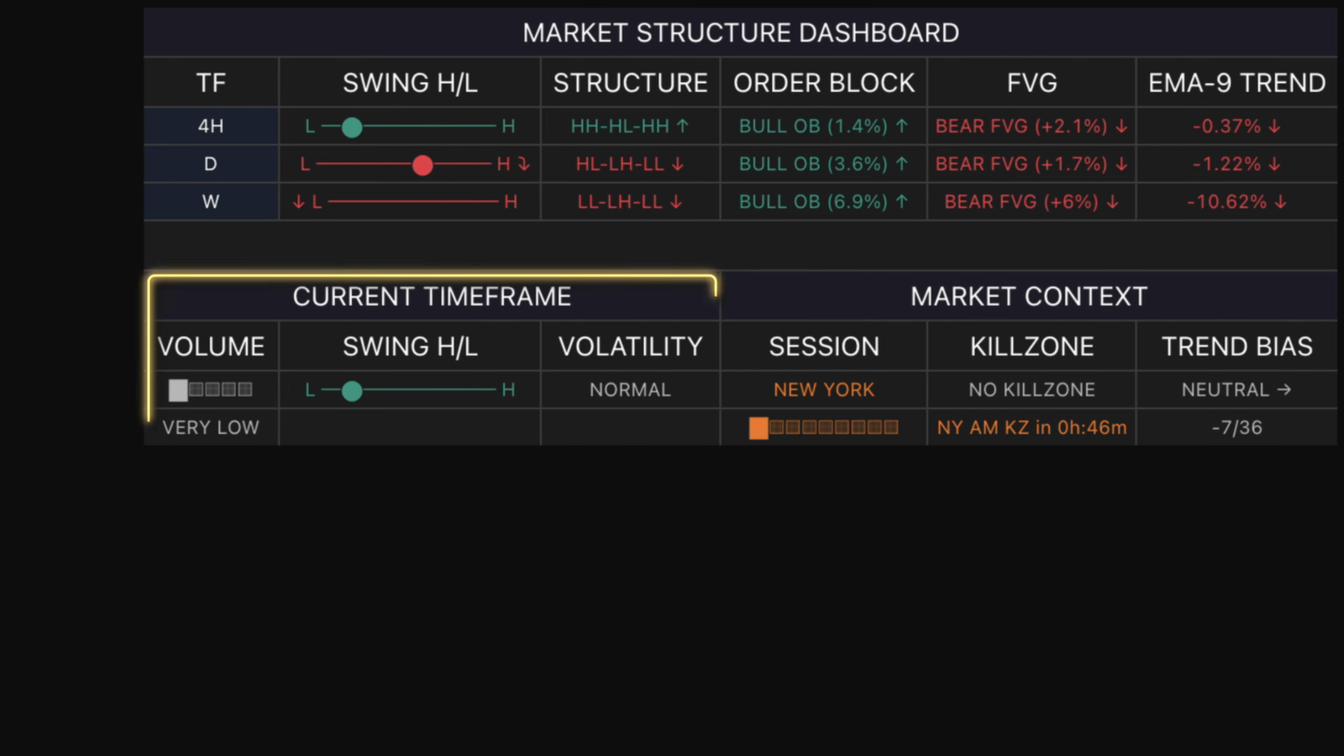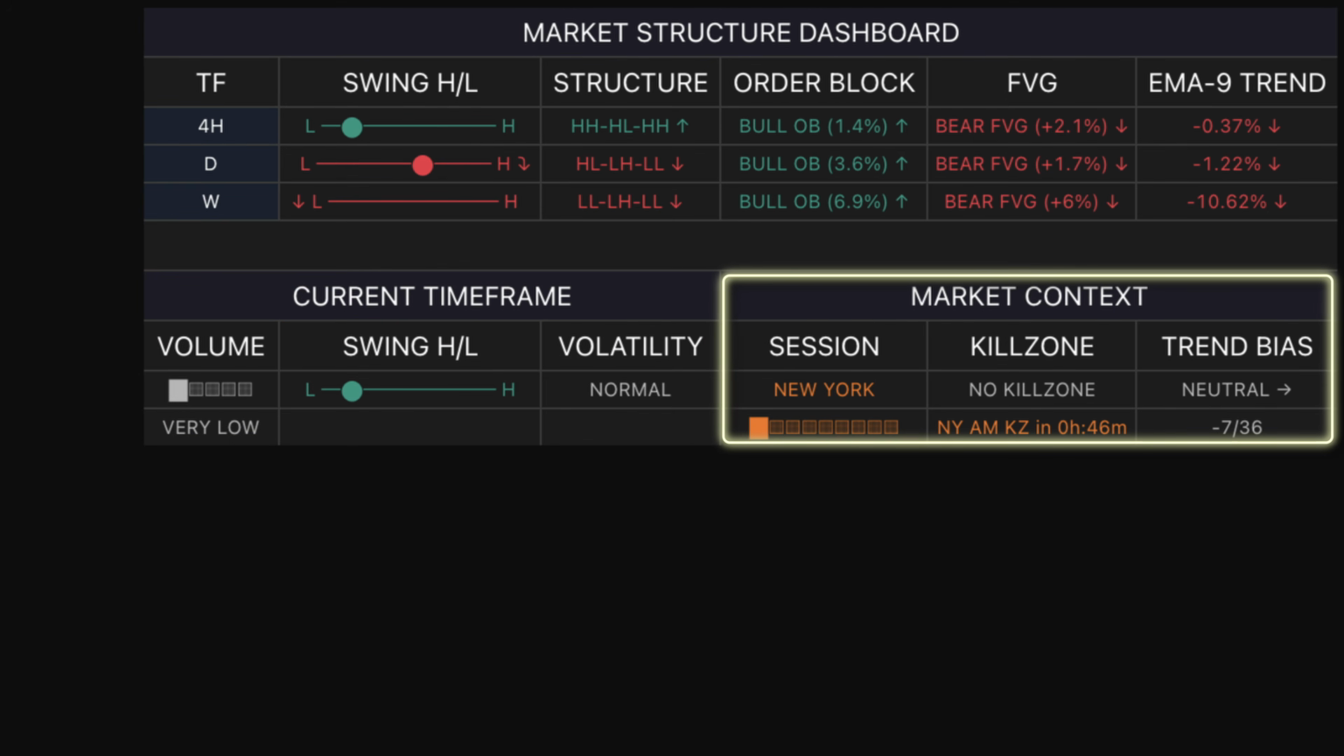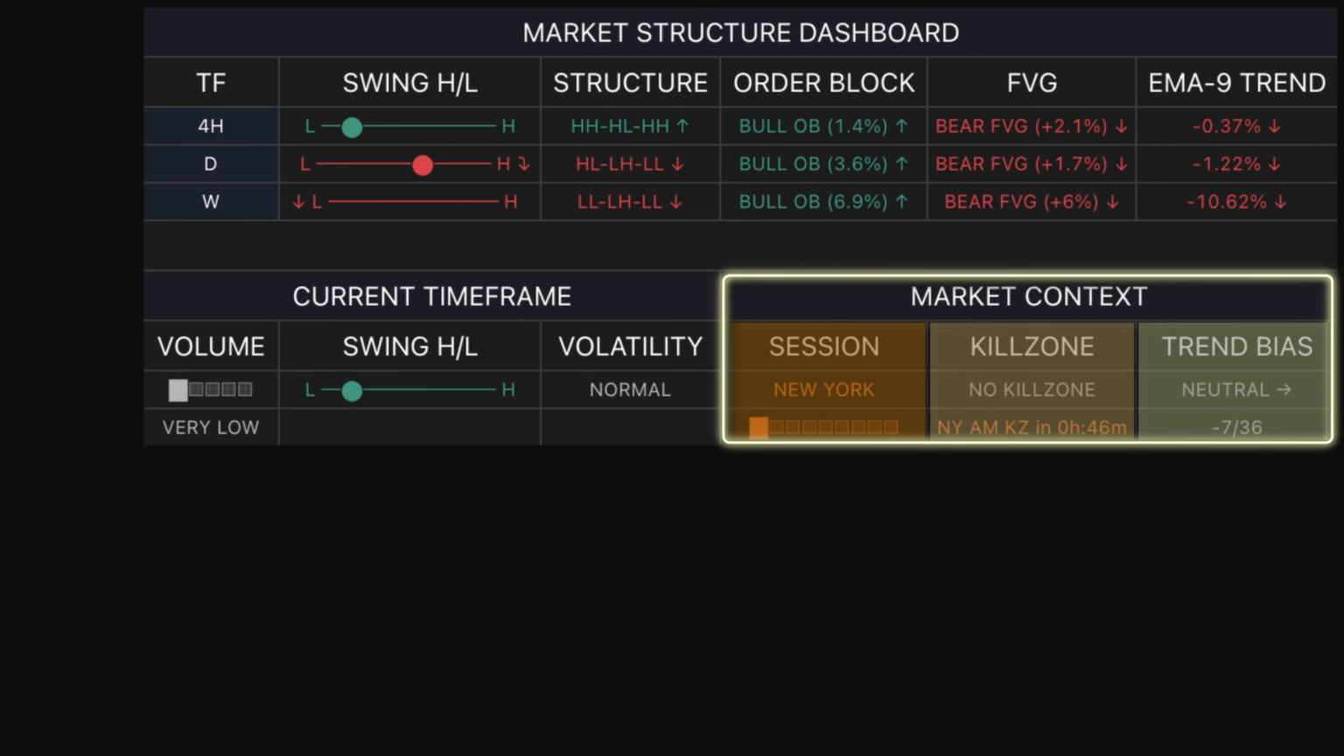Below the multi-timeframe panel sits a current timeframe section covering volume state, volatility state, and swing range position. Alongside that, the market context panel handles session identification, ICT-style kill zone detection across 5 windows, and a weighted trend bias score that aggregates directional signals across all enabled timeframes into a single label, ranging from bearish through to bullish, with lean states in between.